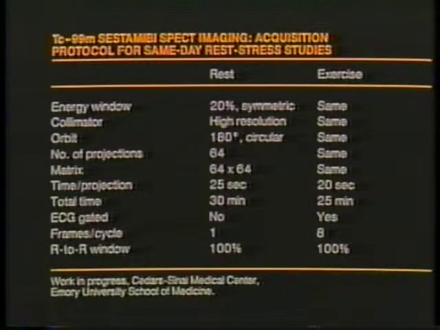For a same-day rest stress imaging protocol, acquisition parameters are as just discussed. The major difference between the rest and stress acquisition is the exercise acquisition is gated to the electrocardiogram. A gated tomographic perfusion study is acquired in much the same way as a static acquisition, except that the cardiac cycle is divided into 8 segments.